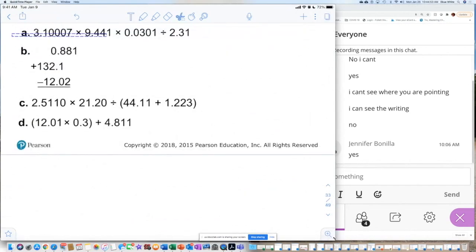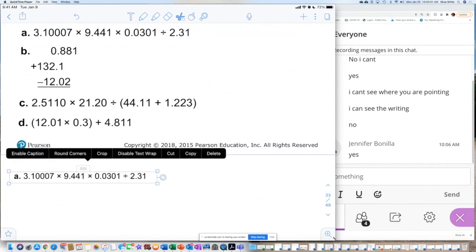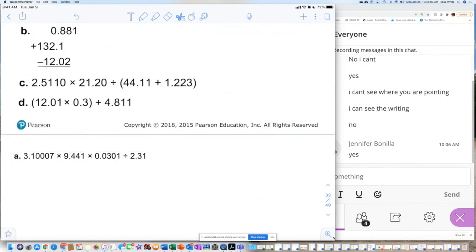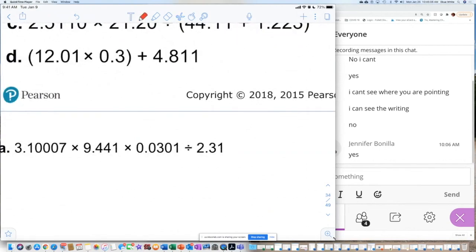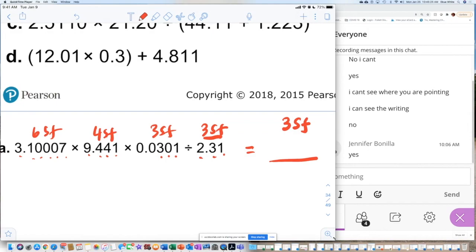Okay, so let me take this one here. I want to do this the more direct way, which is just significant figures. 1, 2, 3, 4, 5, 6: 6 significant figures. 1, 2, 3, 4: 4 significant figures. 1, 2, 3: 3 significant figures. 1, 2, 3: 3 significant figures. Your answer has to be in the least significant figures, 3 significant figures. So I'm going to put this directly in my calculator and then round.